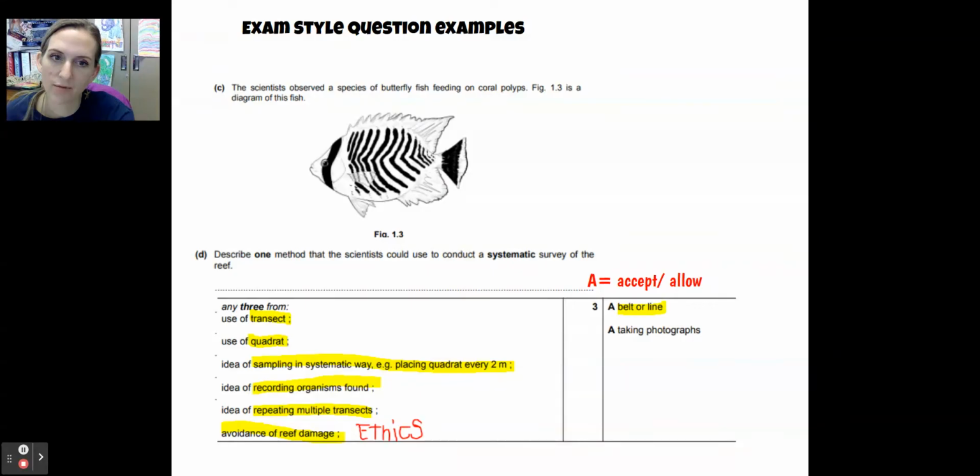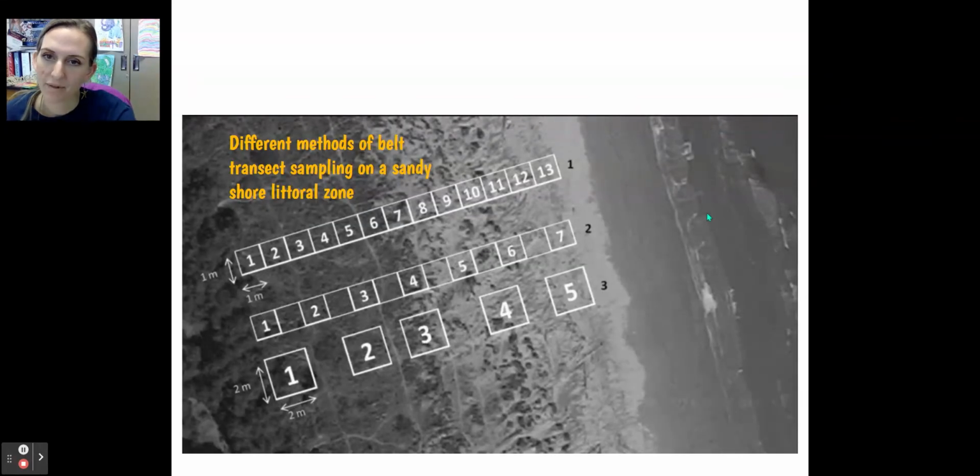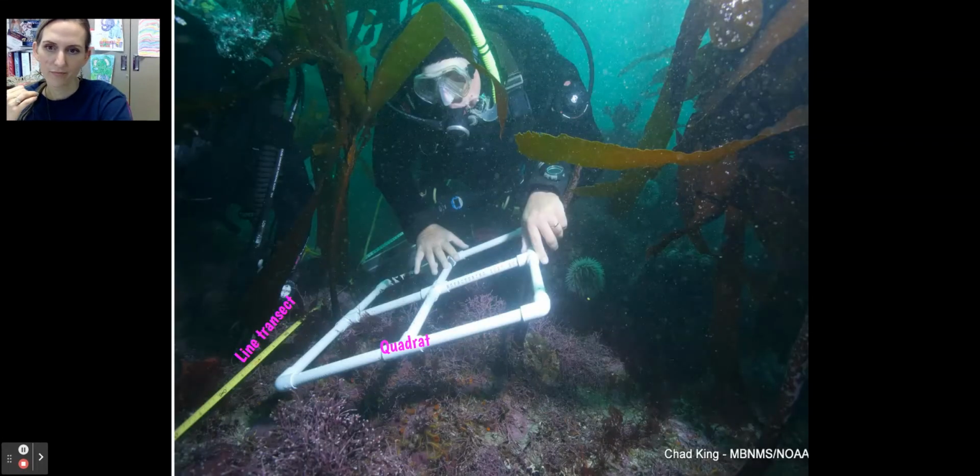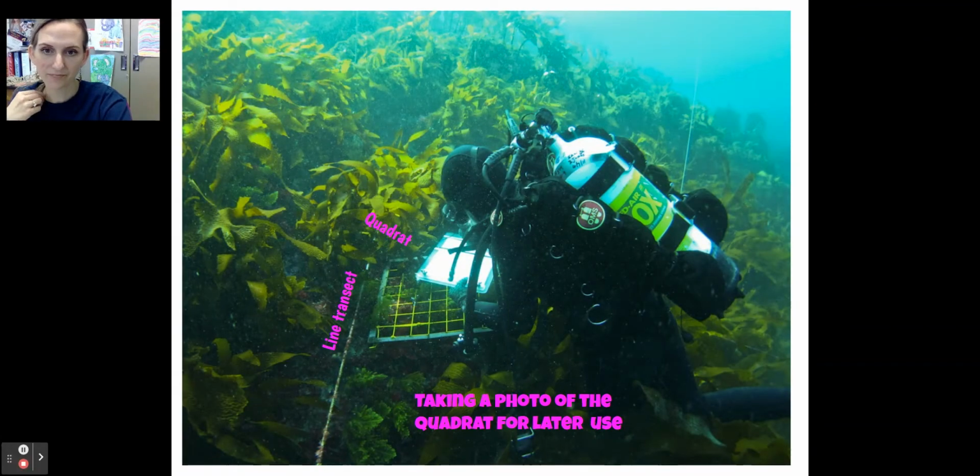All right. Example exam questions. I'm actually going to just click through these a bit. Systematic survey. All right, so different sampling methods of a belt transect on a sandy shore. So the line essentially, and then your different, this is systematic, and this is continuous the whole way down. There's your line, there's your belt. Here's the quadrat, making it a belt. Again, they're taking pictures later.